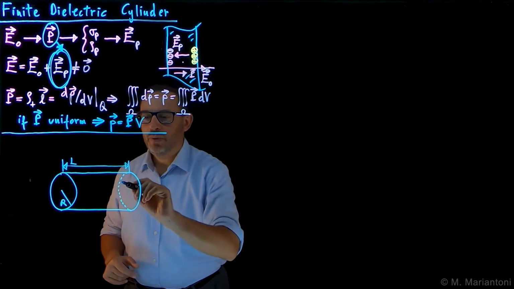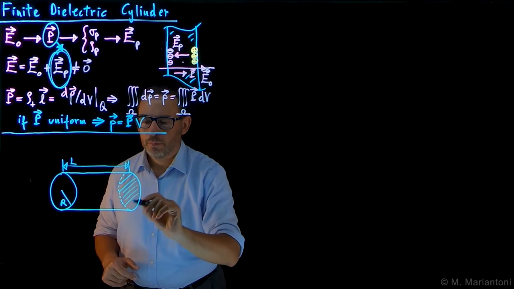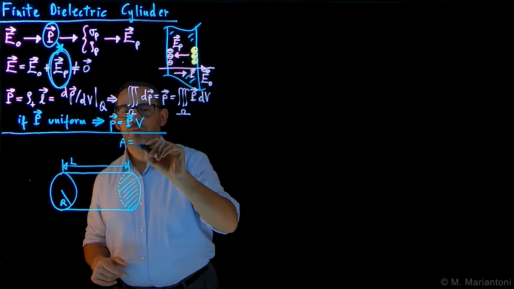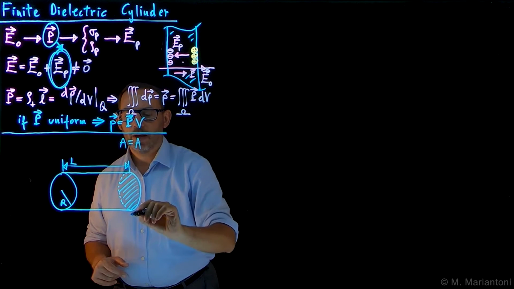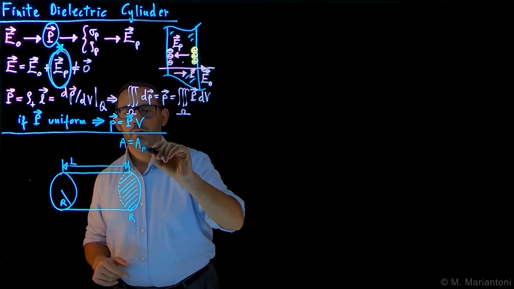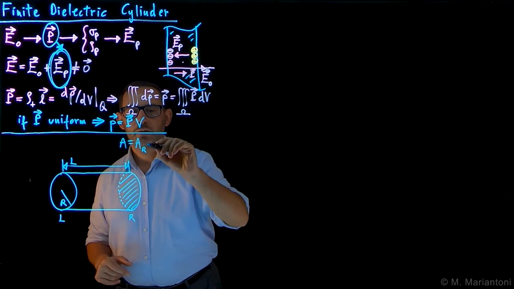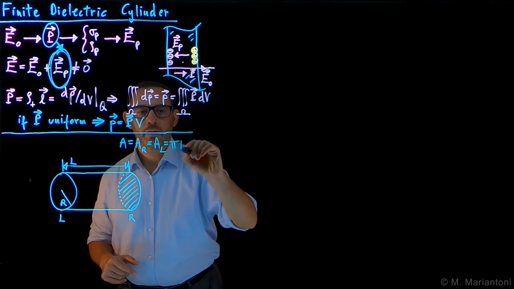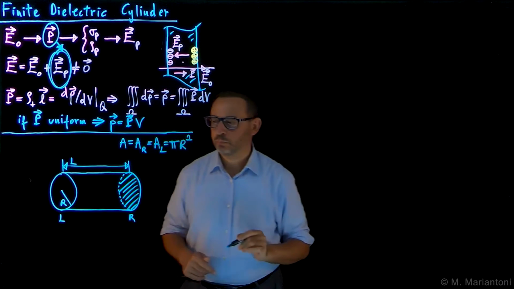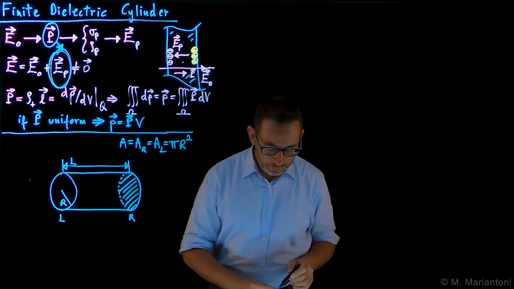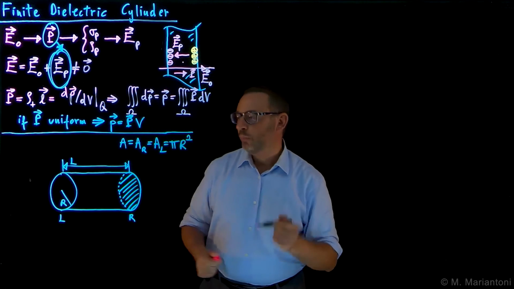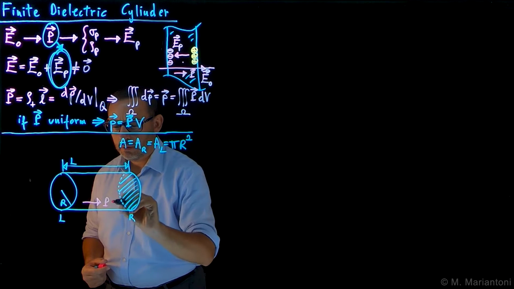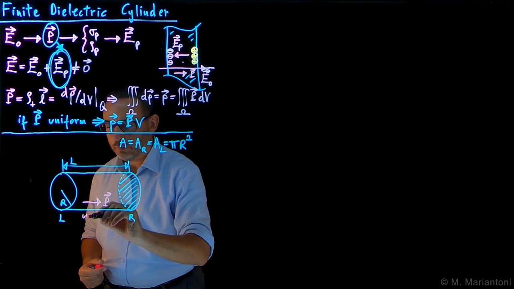So these bases here are characterized by an area A, this is the right face, this is the left base. In both cases it is equal to pi capital R squared, finite. We assume that we have uniform polarization P. And this P is uniform.